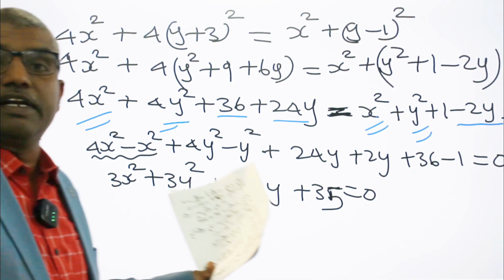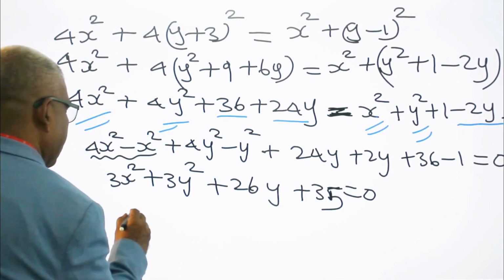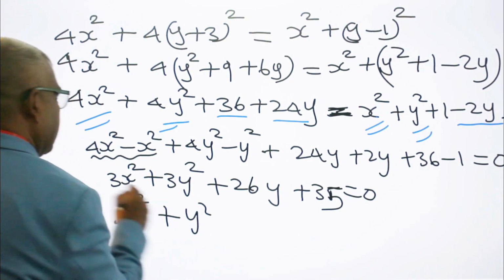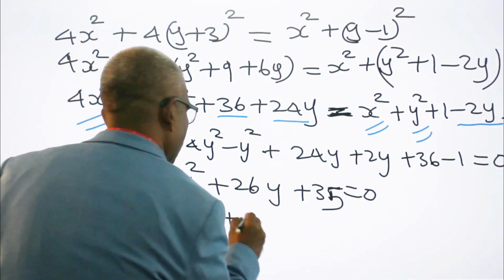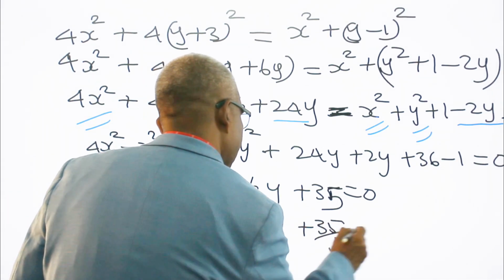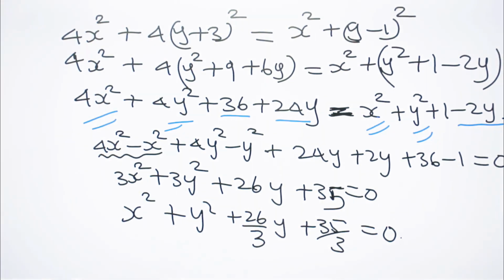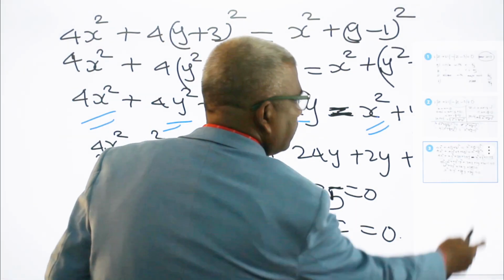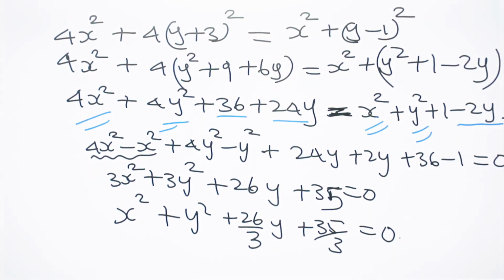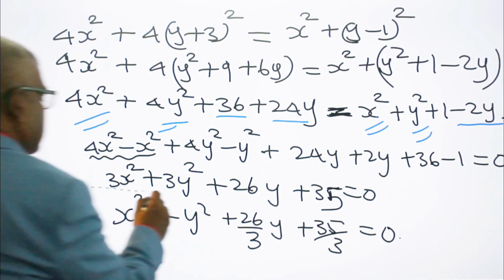This I am rearranging to a circle equation. The circle equation is x squared plus y squared, dividing by 3, plus 26 by 3 y plus 35 by 3 is equal to 0. Okay. Until now, copy down. x squared plus y squared plus 26 by 3.